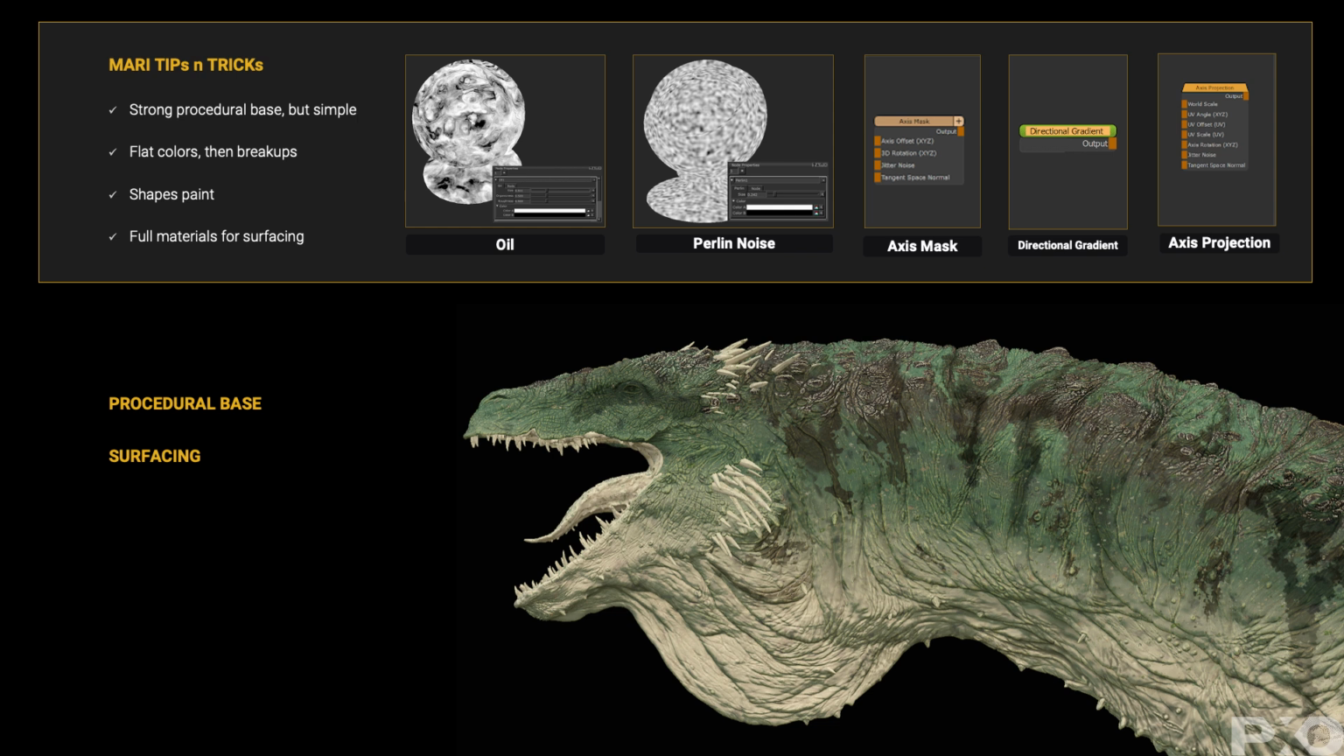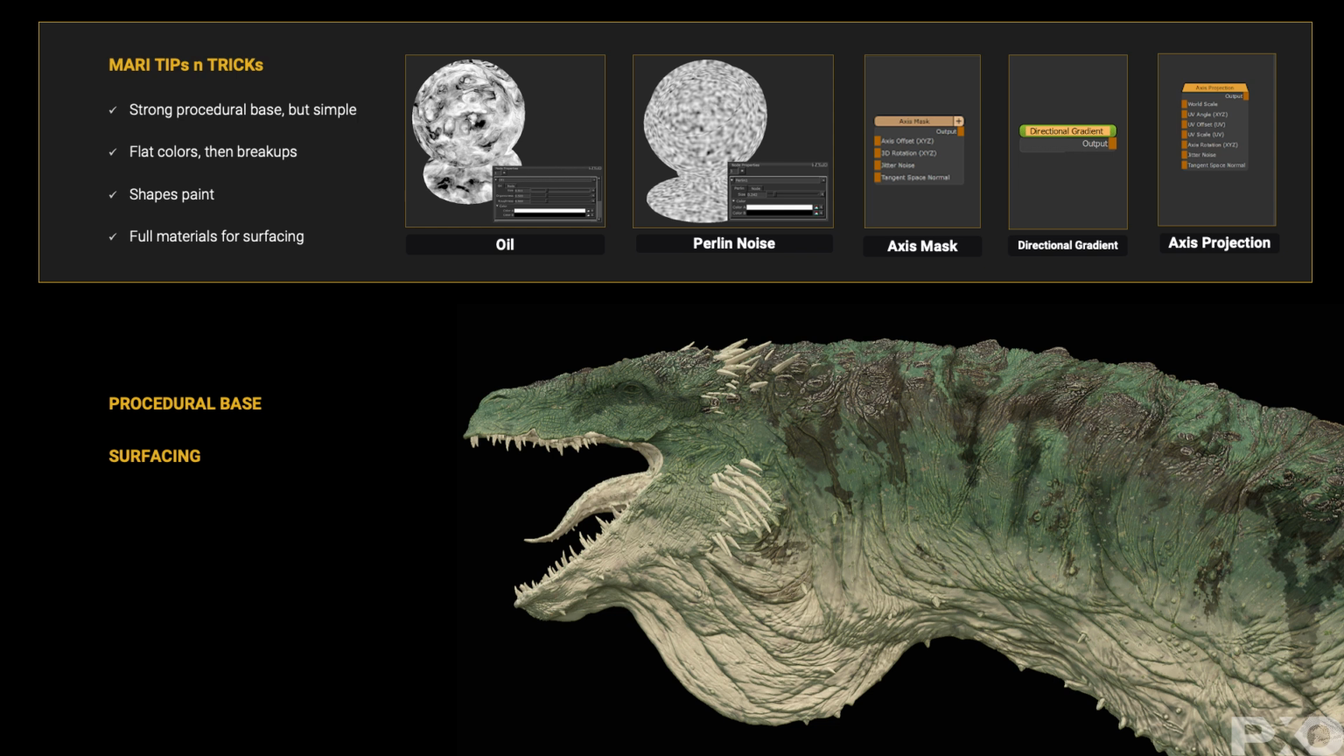And of course, it's a matter of starting working on breakups. Even if you start from a flat color, we never want to see a color that is flat. You always need to have some breakups. And in this case, for example, I don't know if you use it or know it, and these are very standard nodes in Mari. It's the oil and the Perlin noise, and these are one of the two nodes that I always use when I need to start quickly to get the feeling of it.